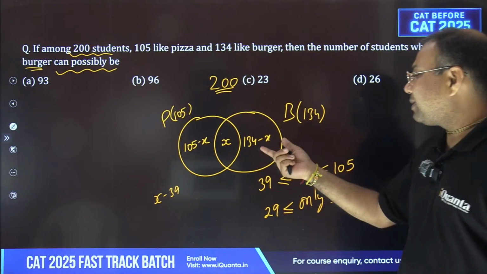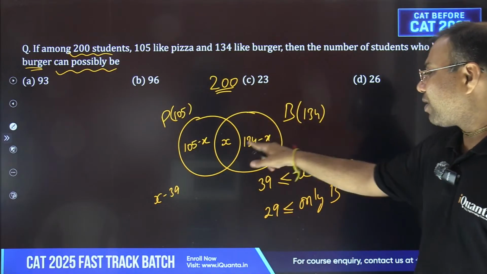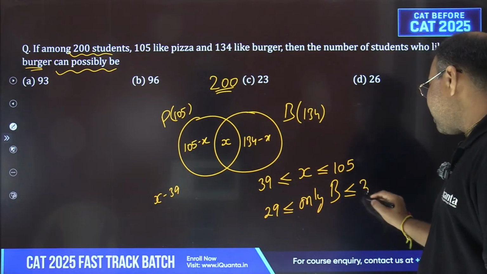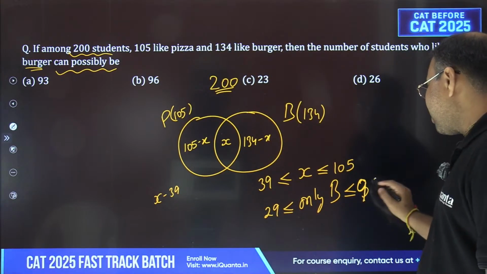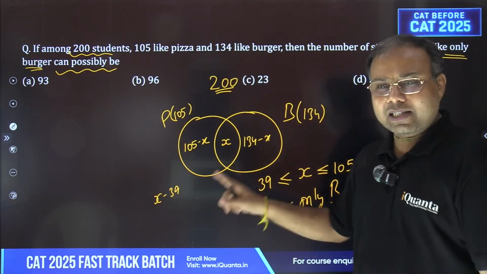And what would be its maximum value here? When X is minimized, so when X is 39, it becomes 134 minus 39, that is 95. So this only burger has to be less than or equal to 95. तो ये 95 से ज्यादा नहीं हो सकता, 29 से कम नहीं हो सकता.